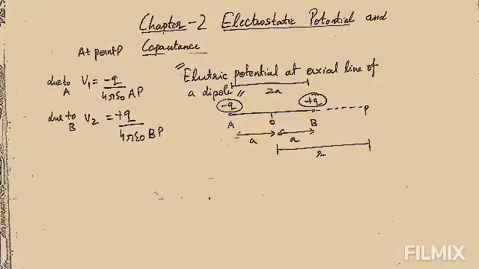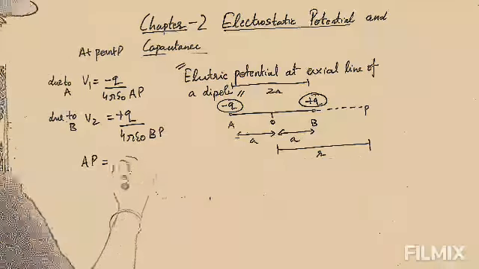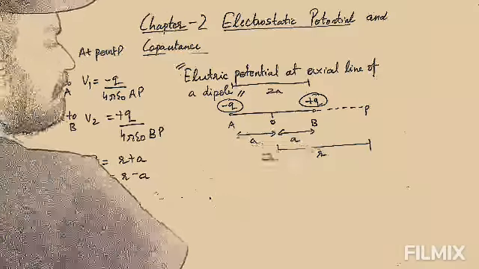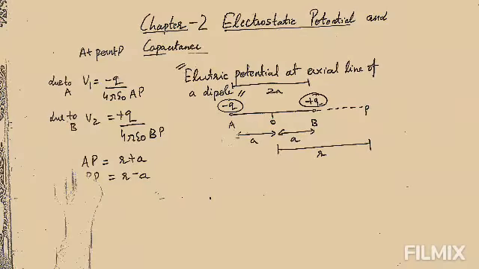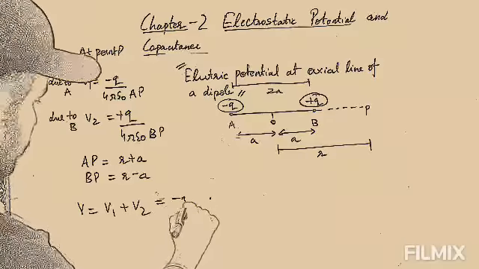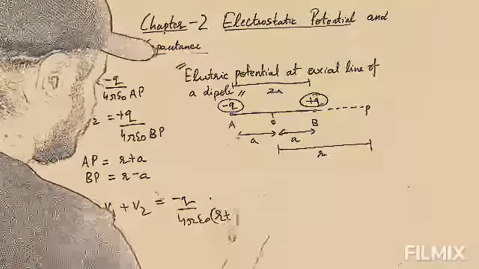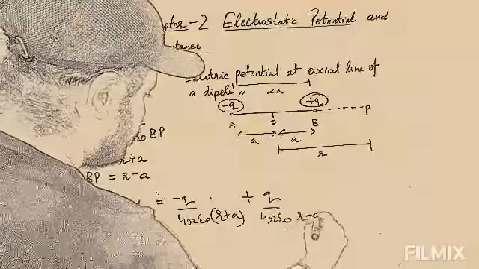Now we have to find the total potential. We will add up both the potentials and find the sum. To find the sum, we first need the values of AP and BP. AP is r plus a and BP is r minus a. Now the total potential is V1 plus V2, so putting in the values: minus Q upon 4 pi epsilon naught (r plus a) plus Q upon 4 pi epsilon naught (r minus a).